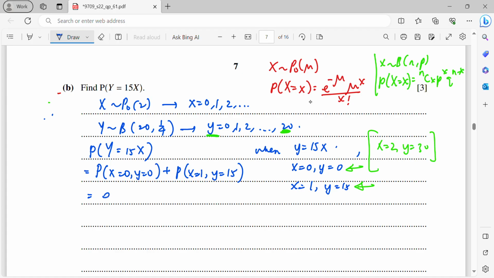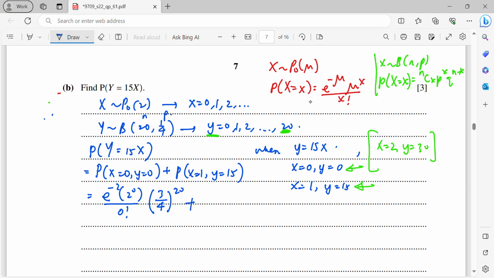Now remember your x is Poisson. Therefore, the first one is going to be e to the minus 2, 2 to the power 0, over 0 factorial. Then multiply with y equals 0. Y equals 0 means no success, so all failures. Remember, just now I said this is the p, this is the n. So your failure probability will be 3/4, so it will be 3/4 to the power of 20.